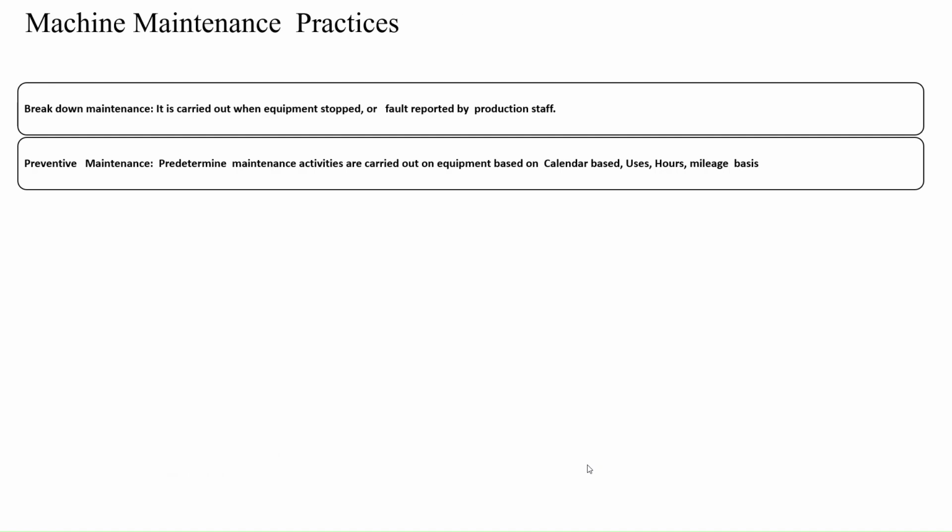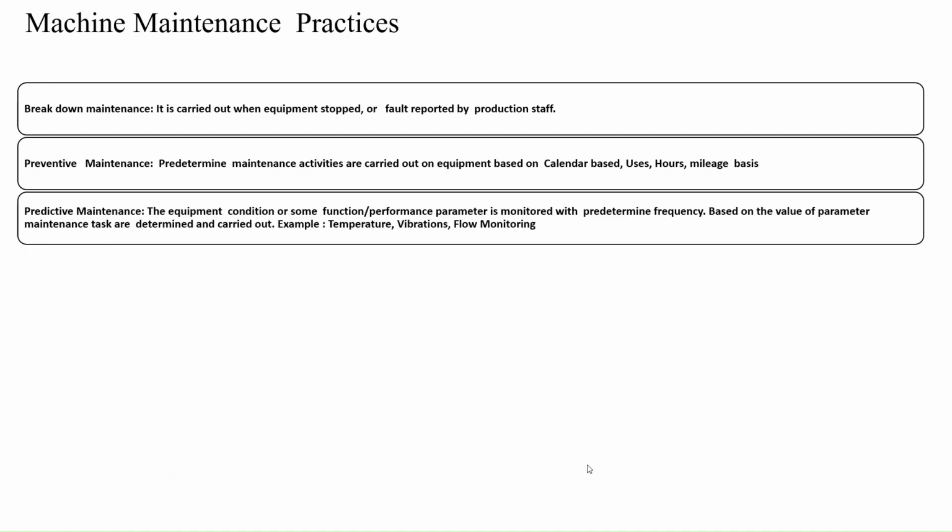Predictive maintenance. The condition of equipment or specific performance indicators is continuously monitored at predetermined intervals. Maintenance tasks are planned and executed based on real-time parameter readings such as temperature variations, vibration analysis, and flow monitoring to optimize reliability and reduce failures.